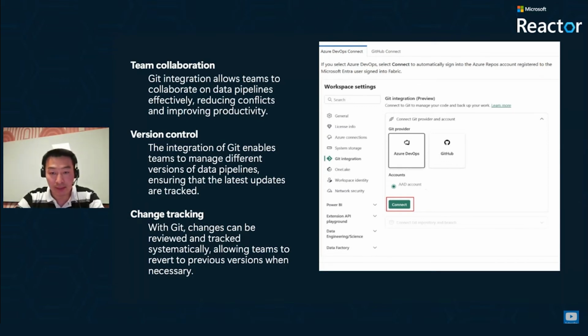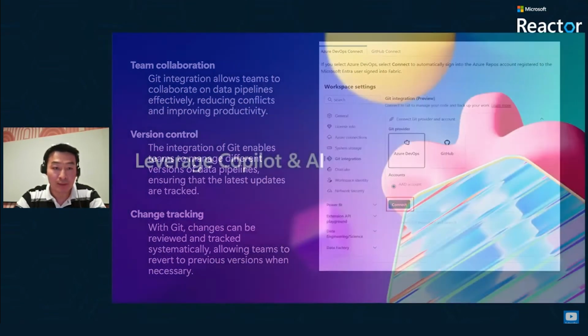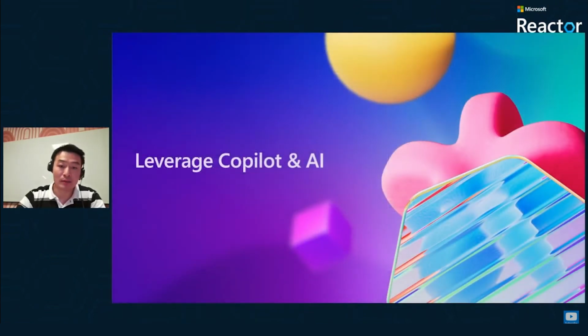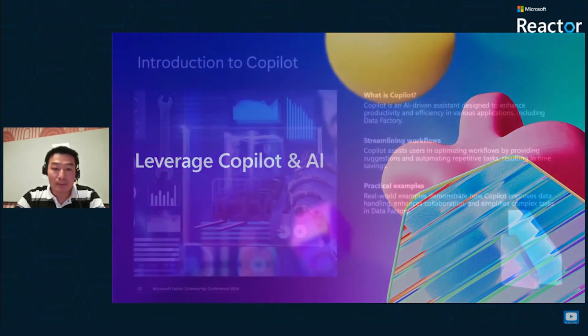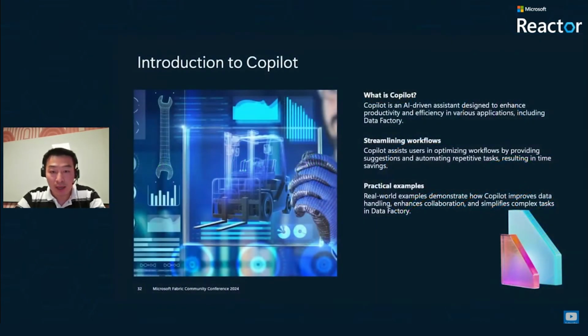This is for the Git collaboration. So now let's move to the next topic. The next page is to talk about how AI is enabled in Data Factory. So let's move to the details.